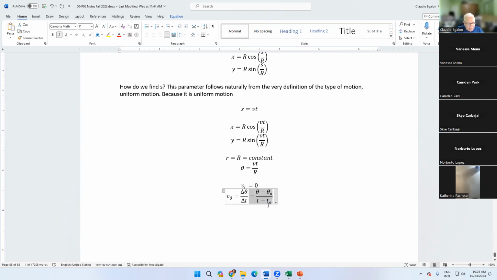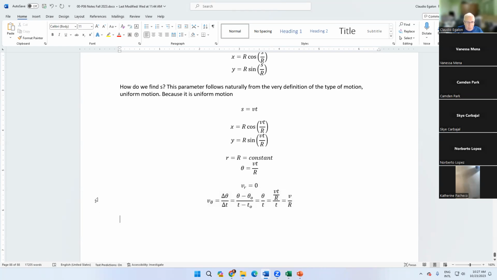Now, if we set theta naught equal to 0 at time t equal to 0, we have something like that. So we have the angular velocity. But this angle, we already found out, is Vt over r. We cancel t with t, and what do we get? We get v over r. That's the angular velocity.